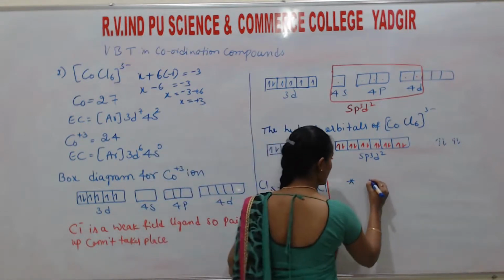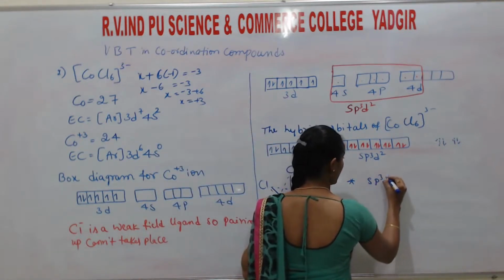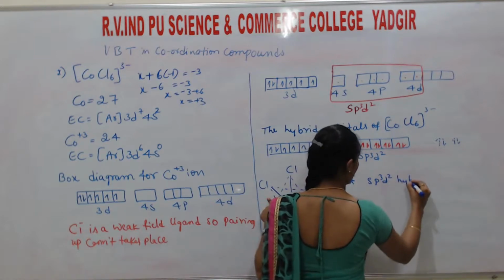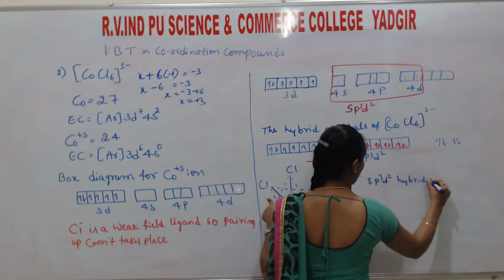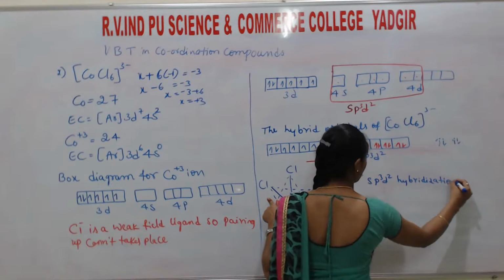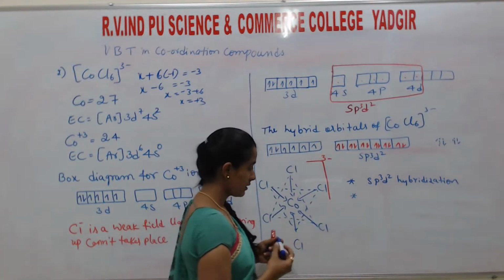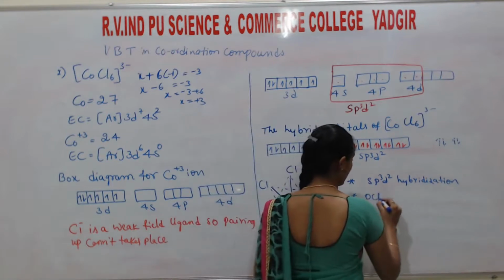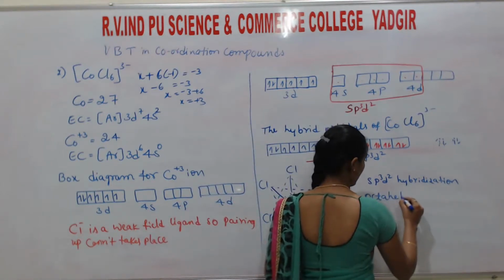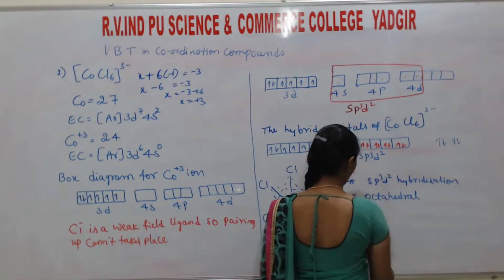First, the hybridization is sp3d2 hybridization. Correct? Second one is structure. The structure is octahedral.